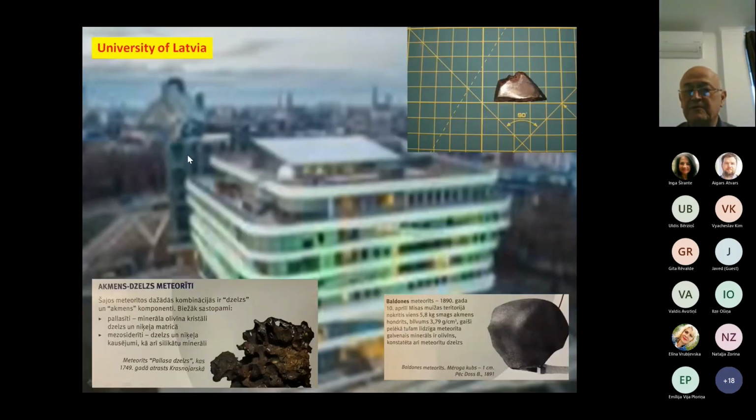The first steps of these collaborations were demonstrated recently with the analysis of meteorites from the Museum of the University of Latvia, where we analyzed metallic, so-called iron meteorites, and the oldest meteorite found in Latvia. It is the so-called Baldonas meteorite, from 1891. And recently some people approached us to analyze another meteorite, which is the first meteorite found during the last 130 years on the territory of Latvia.